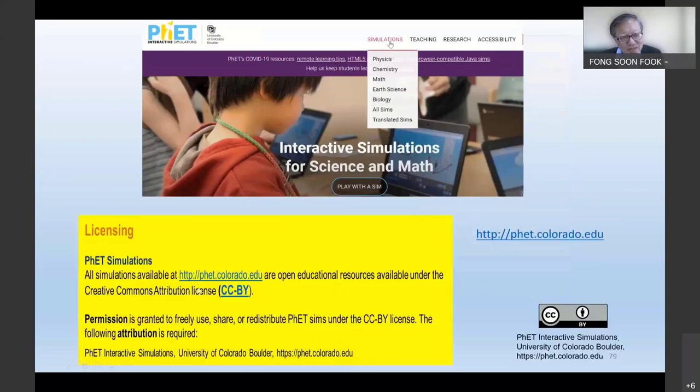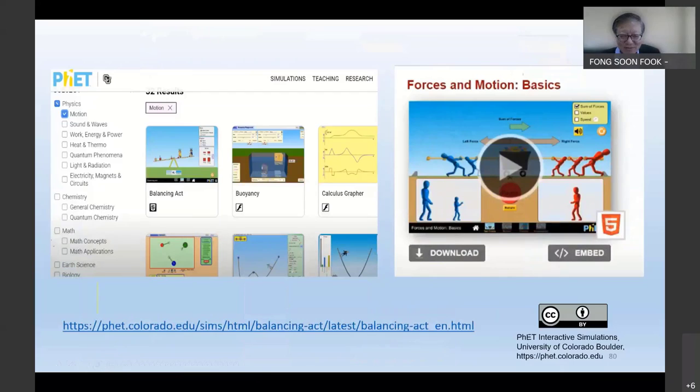Because the PhET simulations are all CC BY. And they're all high quality simulations. Maybe afterwards you can go in and have a look also. We'll definitely go in and have a look.